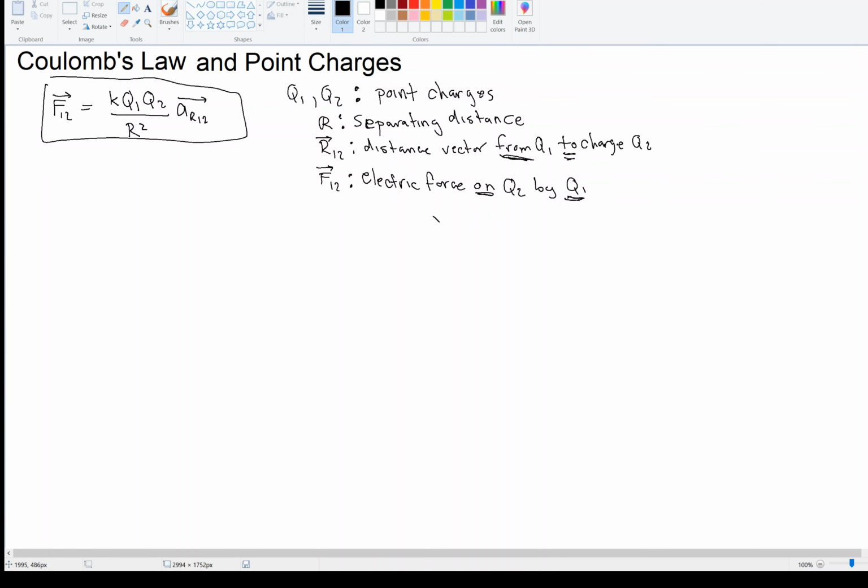So we haven't talked about K yet, but what this is saying is that electric force is proportional to Q1, it's proportional to Q2, it's inversely proportional to the separating distance squared, and the constant of proportionality, K, is approximately 9 times 10 to the 9th meters per farad. It's approximately that.